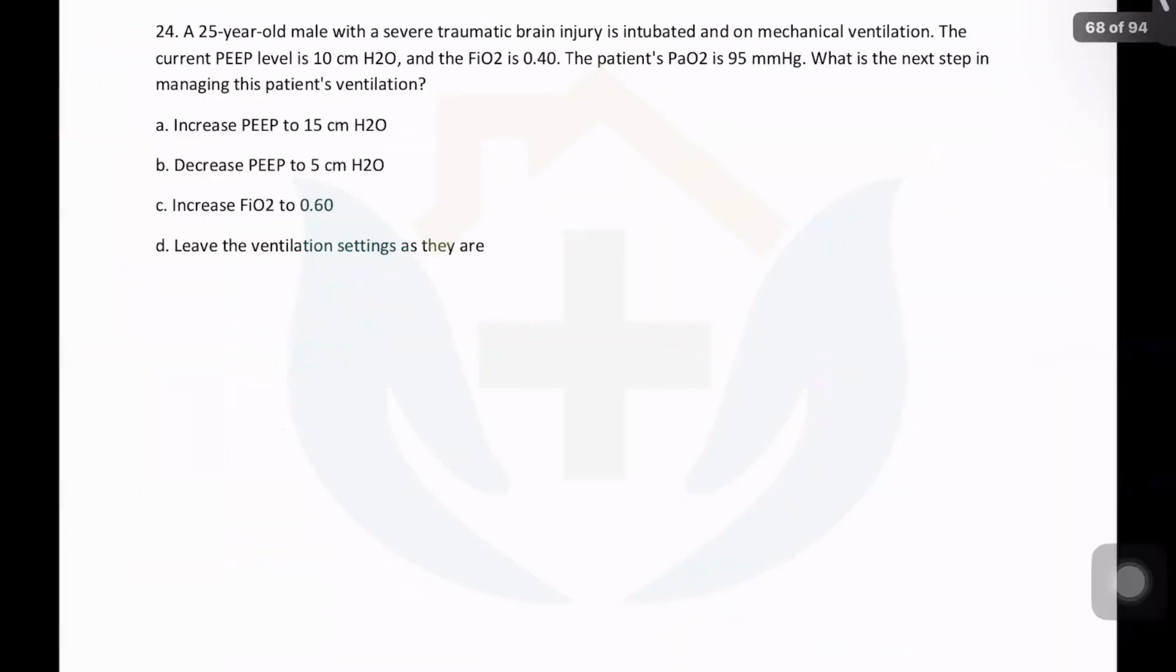All right. A 25-year-old male with severe traumatic brain injury is intubated and on mechanical ventilation. The current PEEP level is 10 centimeters of water and FiO2 is 40. The patient's PO2 is 95. What is the next step in managing this patient's ventilation? Anyone?